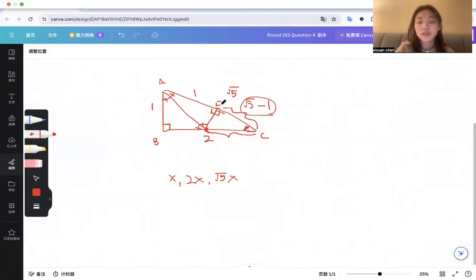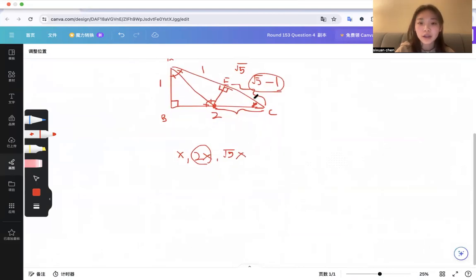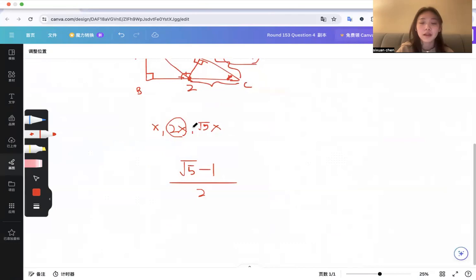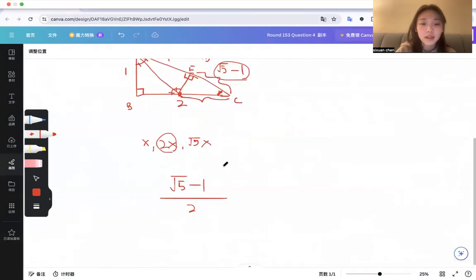Because we know the side length of one of the sides of the smaller triangle, we get to figure out the side length of here. So this side actually equals 2x. So to figure out x, we just need x equals root 5 minus 1 over 2, because root 5 minus 1 is 2x and x is 2x over 2.